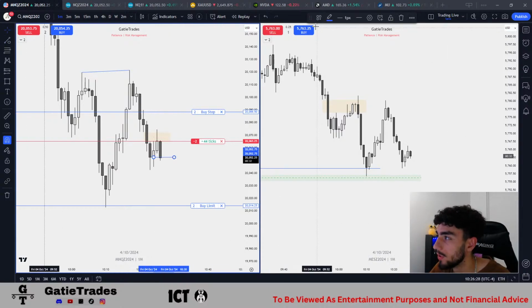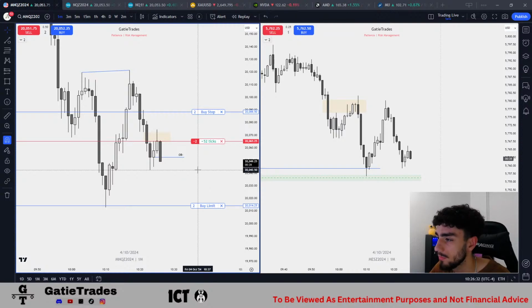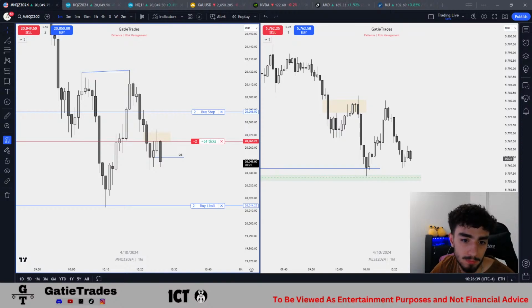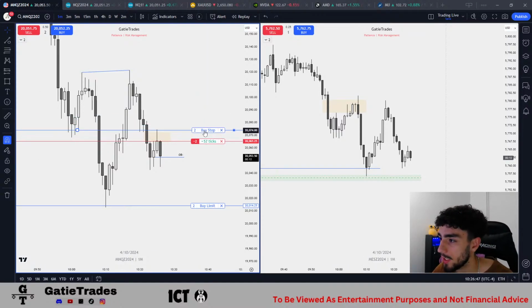I want to see this form as a bearish order block. I have to see a specific scenario, my brother. I'm gonna go with the stop loss here, guys.